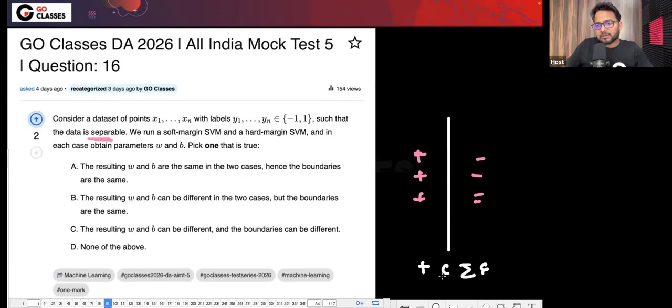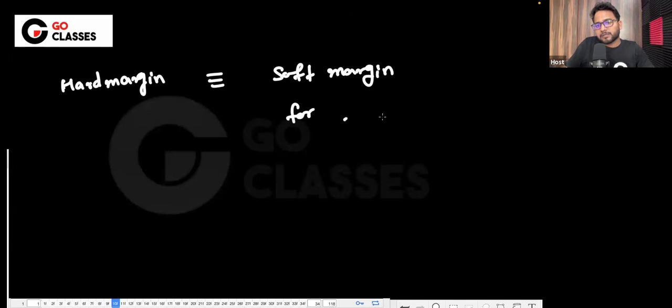I mean, there are some epsilons which are called slack. Since the objective function is different, it will also give you a solution, but the boundaries may not be exactly the same. See, hard margin and soft margin are not the same for linearly separable data. It's not like hard margin is the same as soft margin.